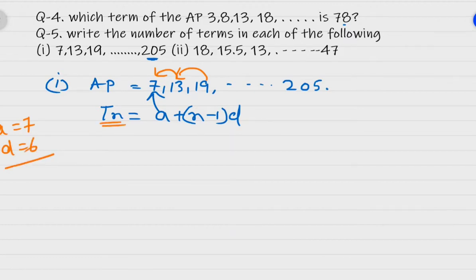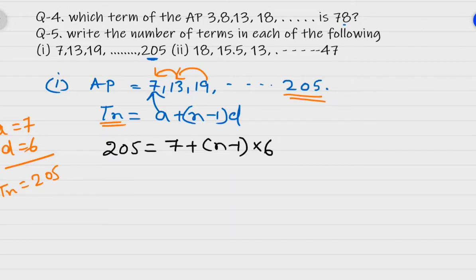Now Tn, the last nth term, is 205. Now Tn is equal to 205. Simply substitute these values and you will get the answer. See, 205 will be equal to A, which is 7, plus n minus 1 into D, which is nothing but 6. So 205 is equal to 7 plus 6n minus 6. Now see, 7 minus 6 is 1. So 205 will be equal to 1 plus 6n.